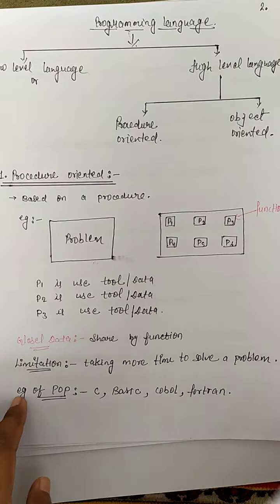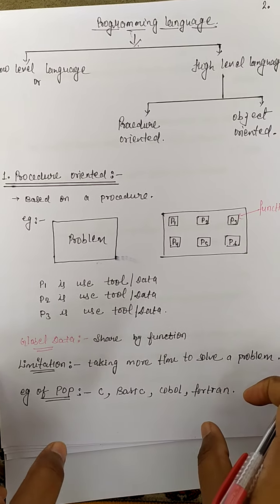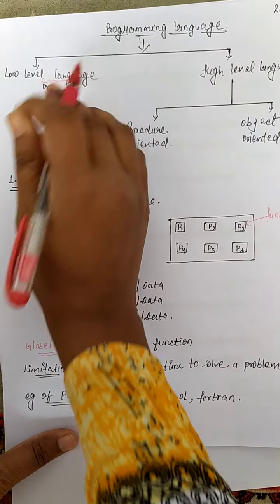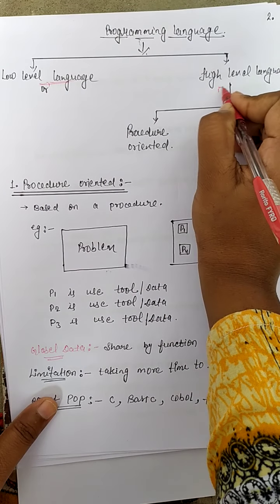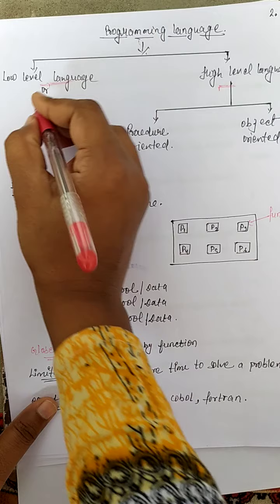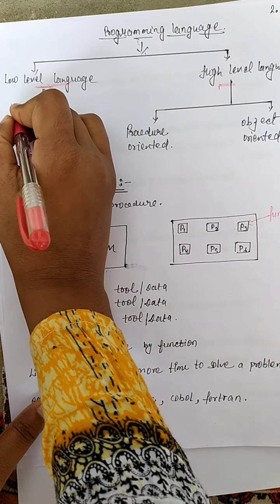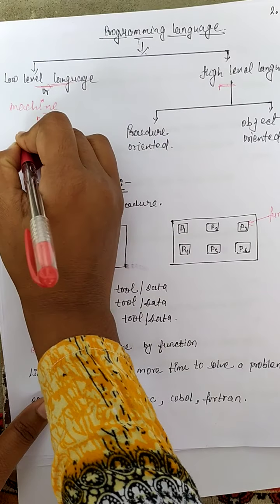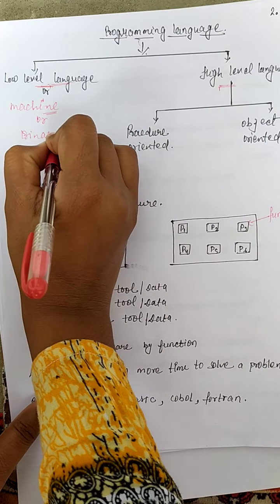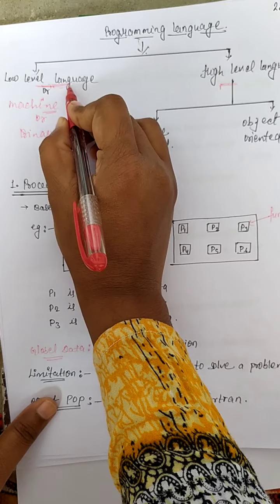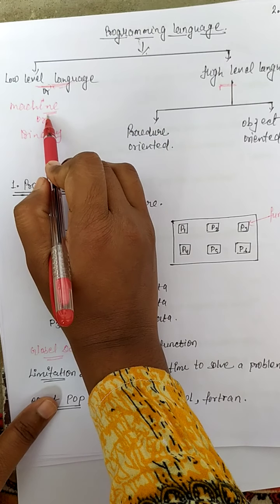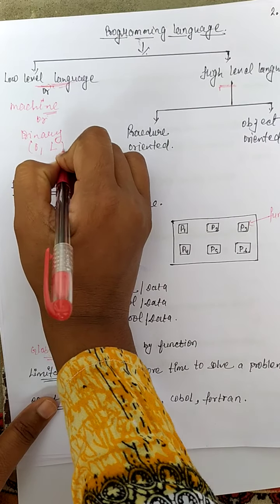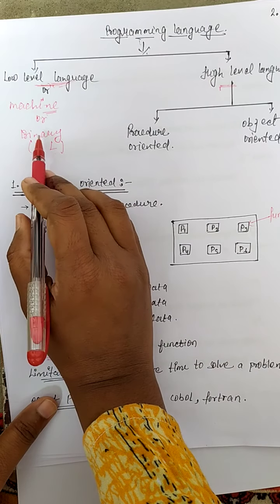Then we discuss the types of programming language. There are two types: first is low level programming language and the second one is high level programming language. Low level programming language is also called machine level programming language or binary language. The example is 0 or 1. 0 or 1 is the binary language.